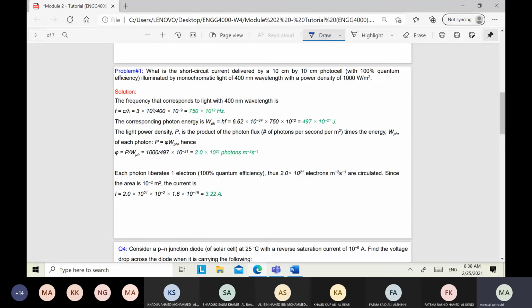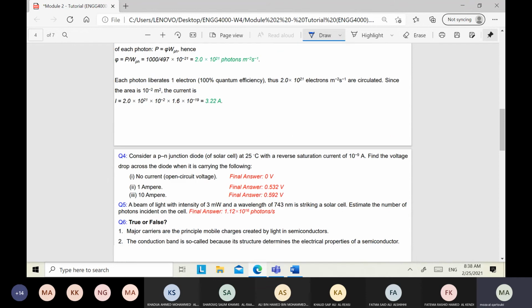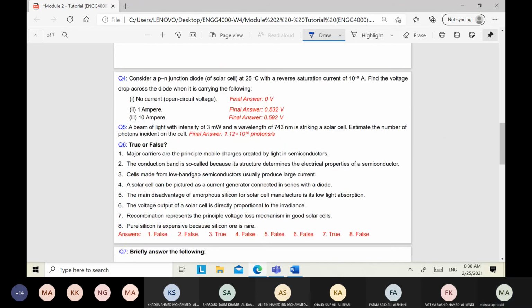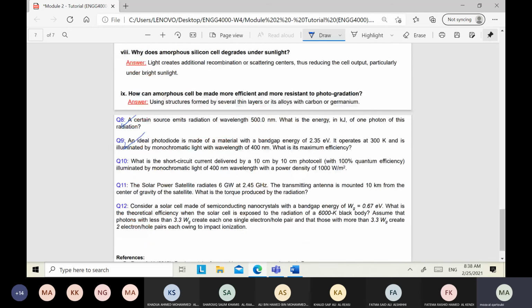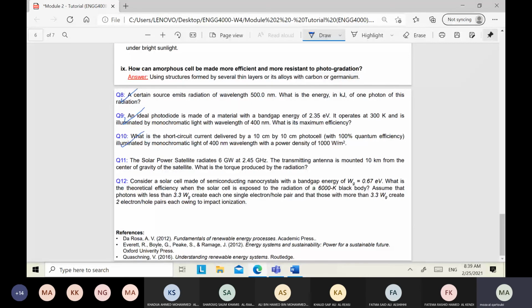What is the short circuit current delivered by a 10 centimeter by 10 centimeter area photocell with 100% quantum efficiency, illuminated by monochromatic light of 400 nanometer wavelength with a power density of 1000 watt per meter square? The answer is given there. This question is repeated, the same as this question, so you have the answer. So we'll go to question number 11.